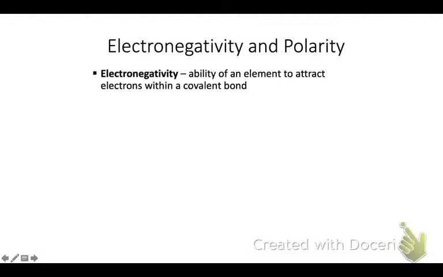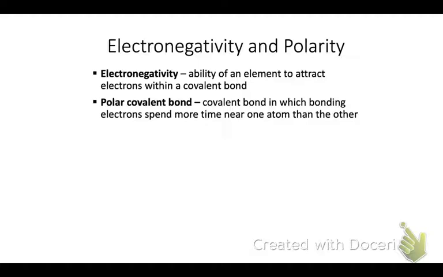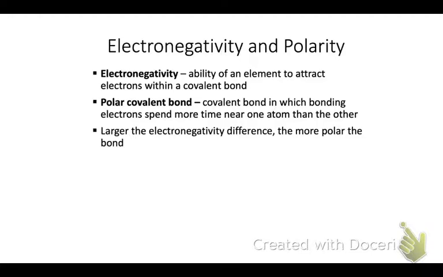Now remember, we talked about the definition of electronegativity as the ability of the atom to attract electrons within the covalent bond. Polar covalent bonds are bonds in which the bonding electrons spend more time closer to one atom than the other, and that atom normally is the more electronegative atom. The larger the electronegativity difference, the more polar that bond. We have looked at this before.